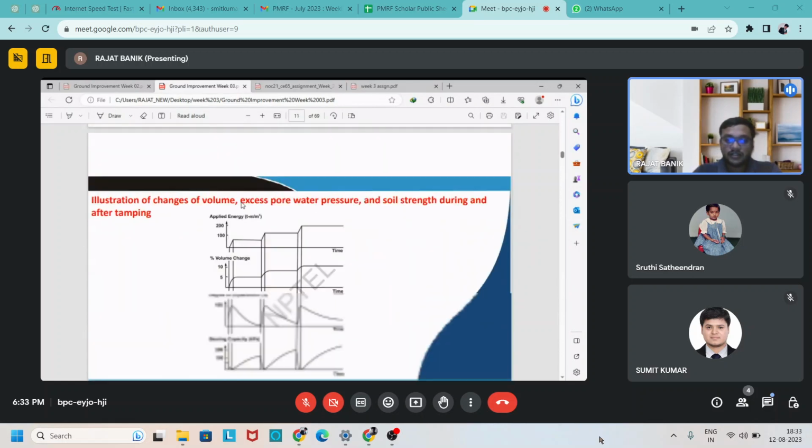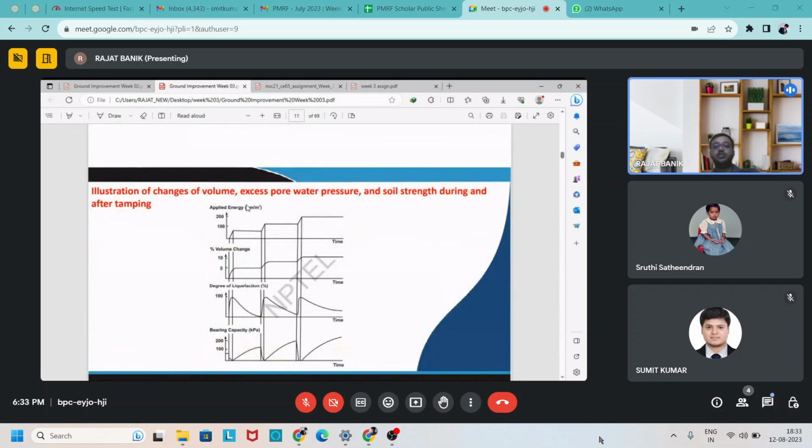So in the next slide, there is a graph; four graphs are shown. By this we can describe our dynamic consolidation. In dynamic consolidation, what do we do? In the first graph we apply energy, that means from zero. Here you can see that from zero to some amount we apply energy.